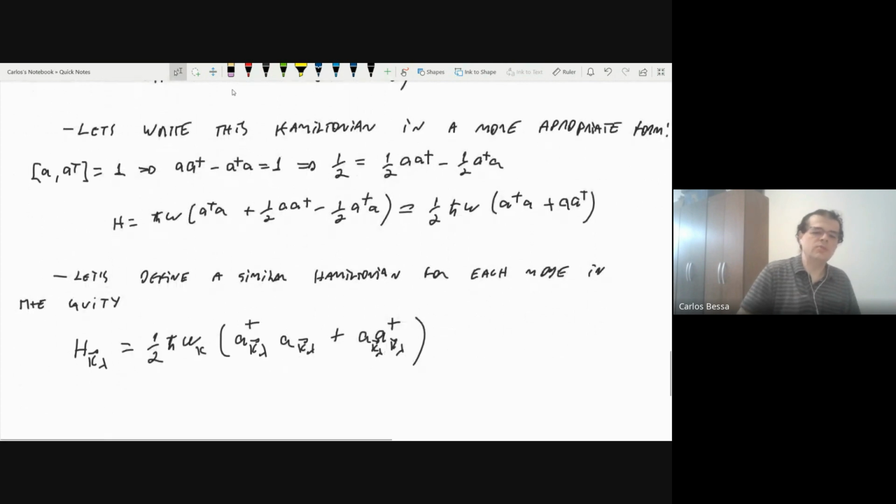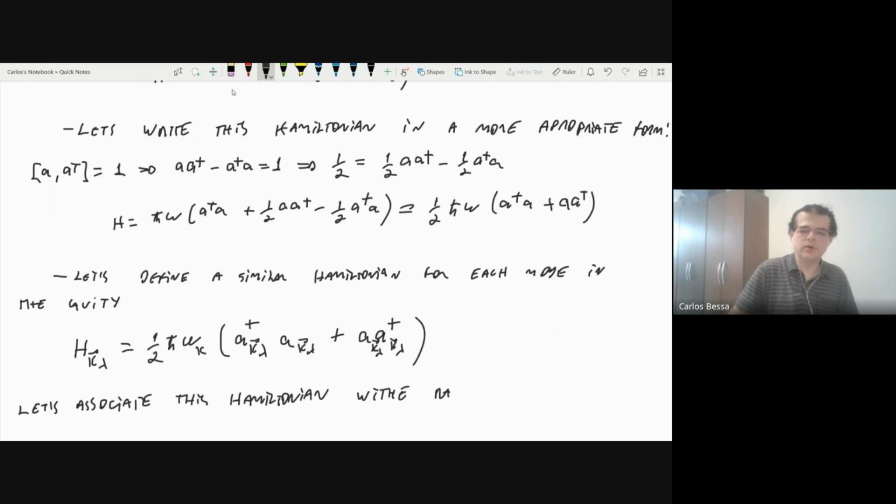Remember the Hamiltonian is the energy of the system. So let's associate this Hamiltonian with the radiative energy of the electromagnetic field.